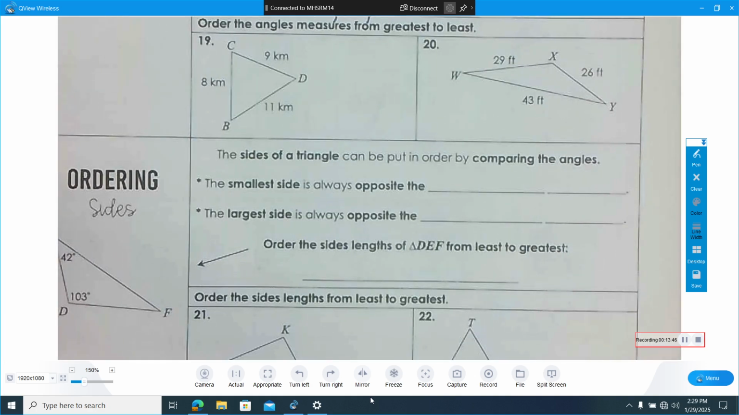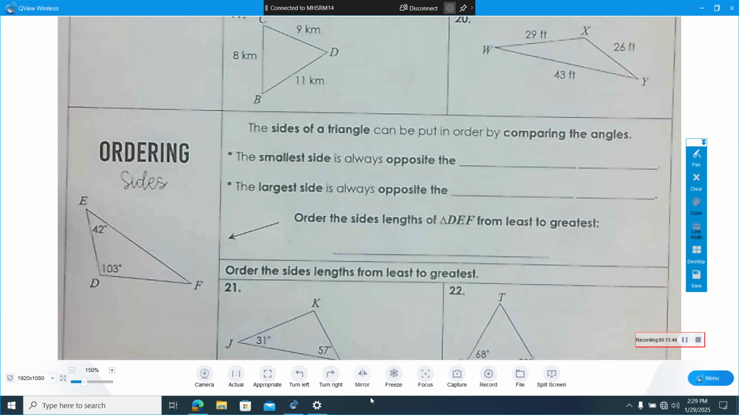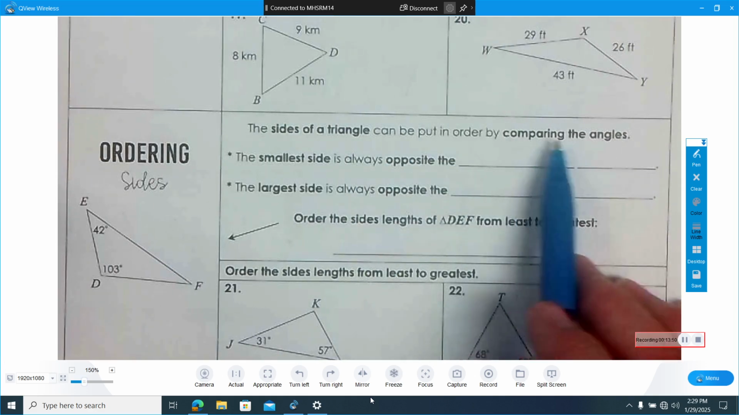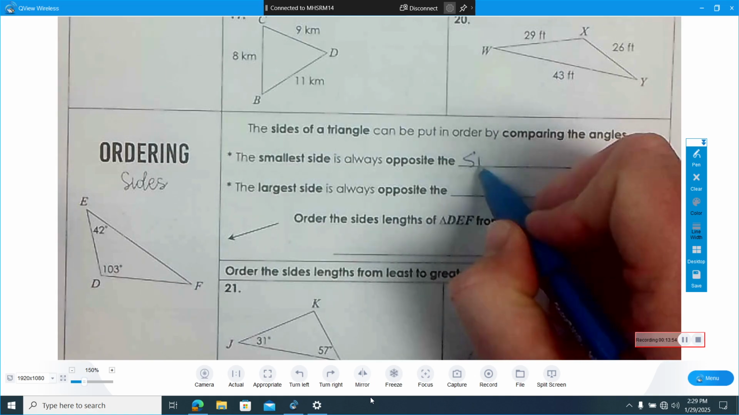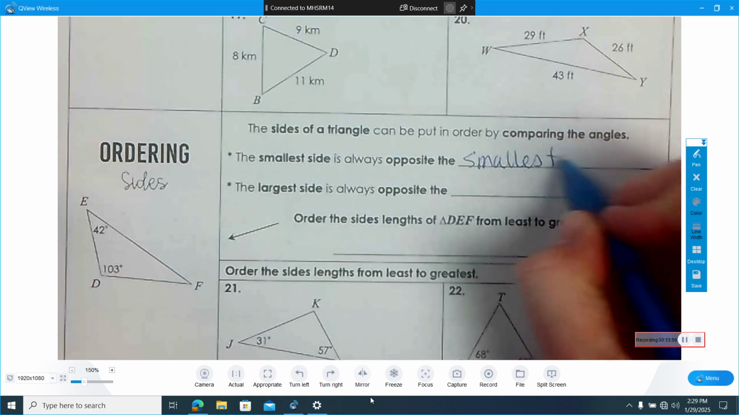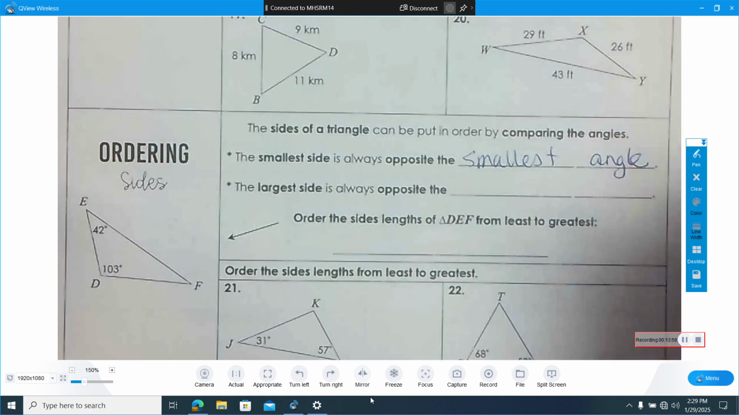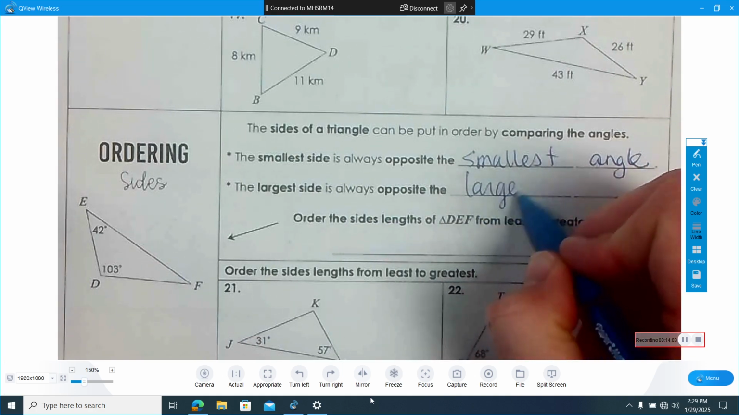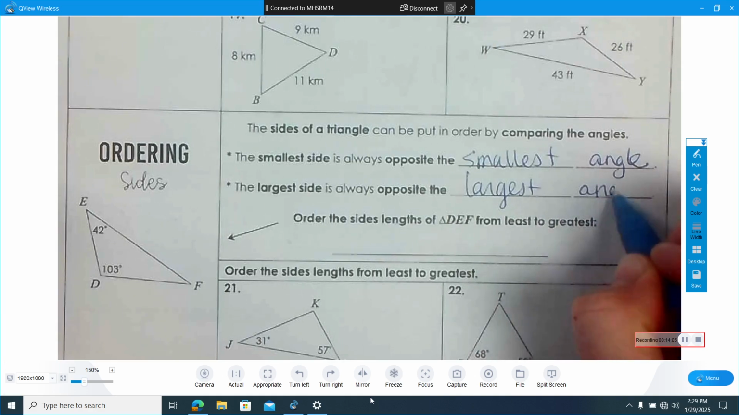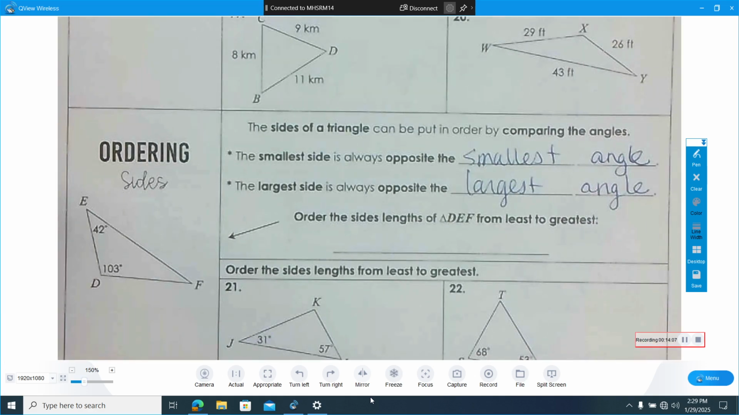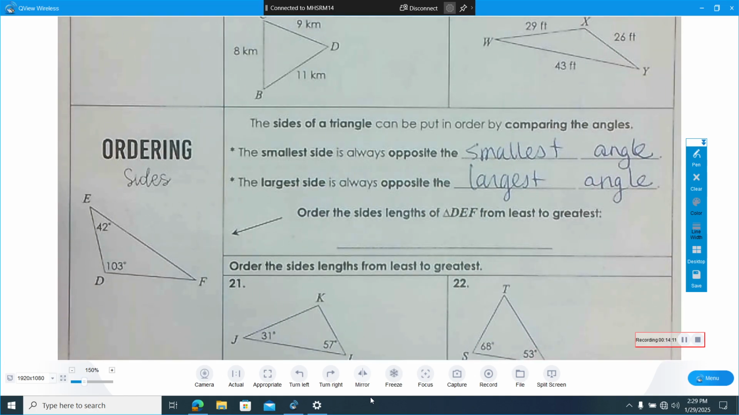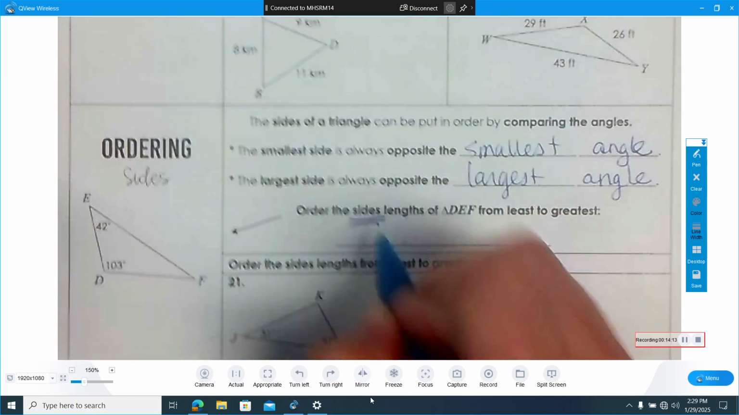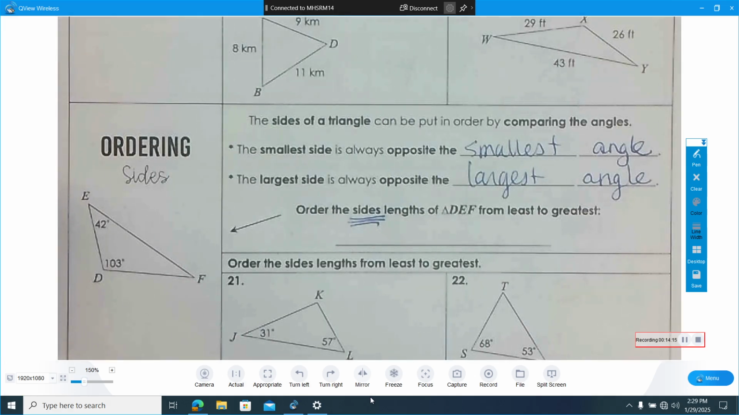Now, this is exactly the same thing. The sides of a triangle can be put in order by comparing the angles. Vice versa. The smallest side is opposite the smallest angle, and the largest side is opposite the largest angle. I don't know why she separated these two things, but whatever. So I want to order these side lengths from least to greatest. Be careful, we're ordering sides.